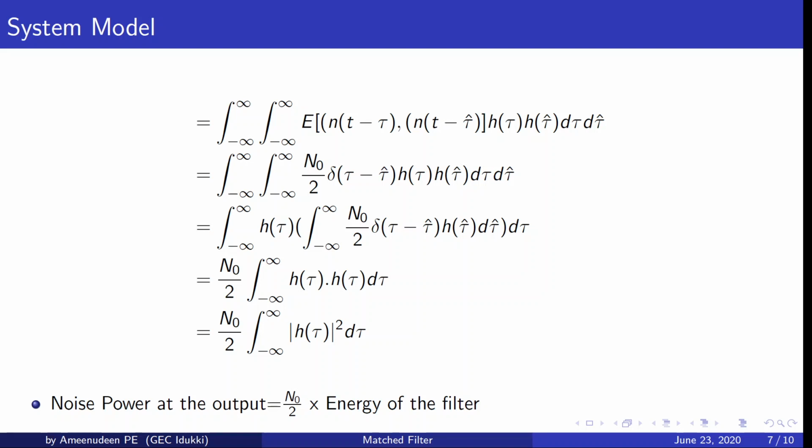Using the properties of the shifted impulse, the integral of a shifted impulse is valid only when tau equals tau cap. So you will get n naught by 2 into integral minus infinity to infinity h of tau into h of tau d tau, which is equal to n naught by 2 into integral minus infinity to infinity mod h of tau the whole square d tau. That is, the noise power at the output is equal to n naught by 2 into the energy of the filter. The energy of the filter is the integral of mod h of tau whole square.